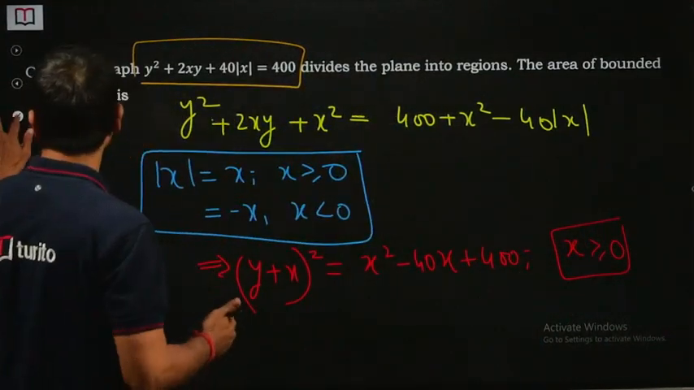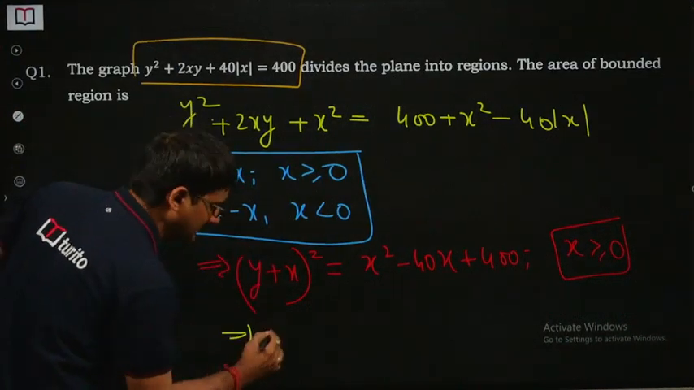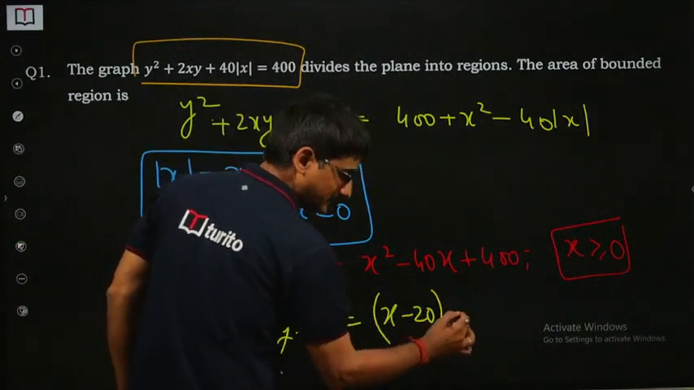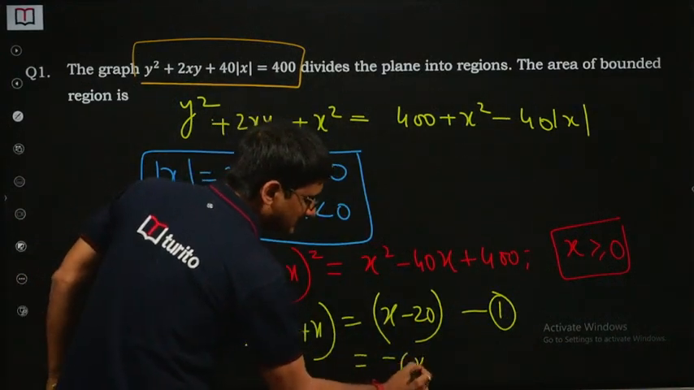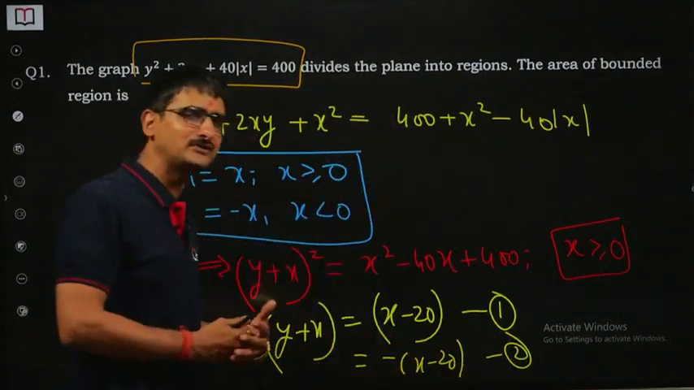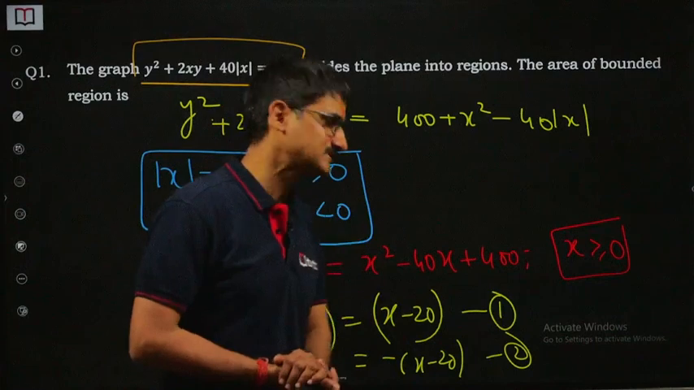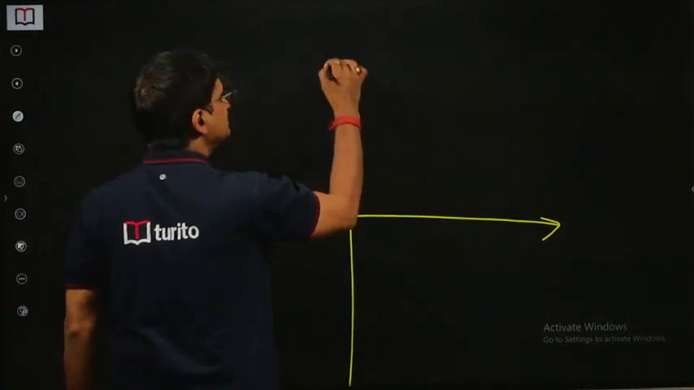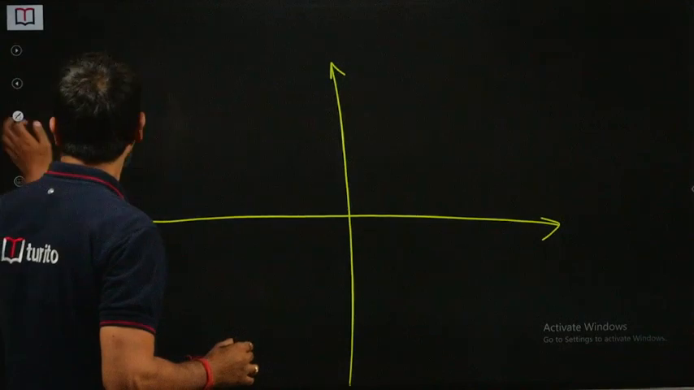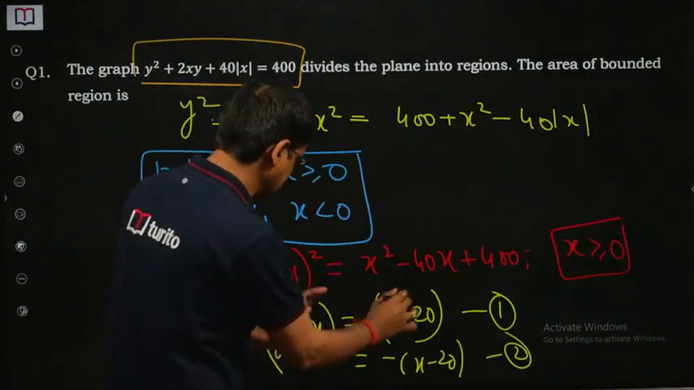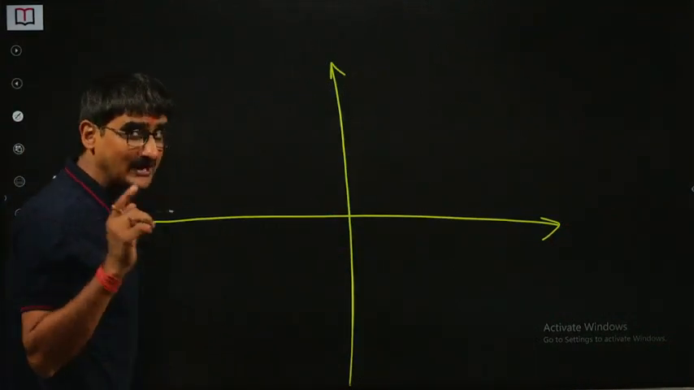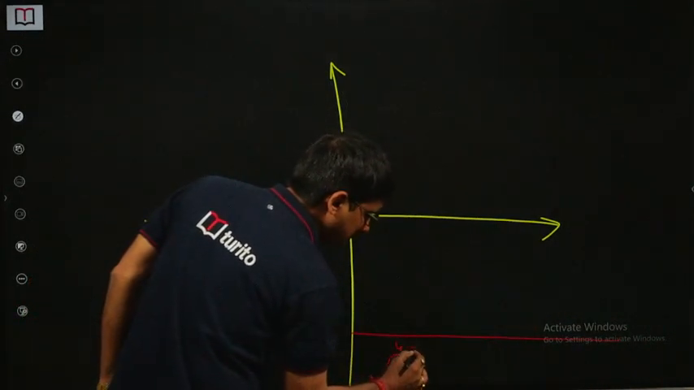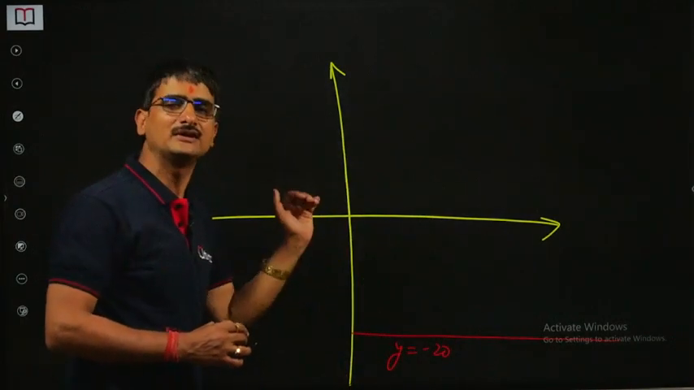Now let's see what this represents. We get y plus x as either x minus 20, that's one case, or minus times x minus 20, that's the second case, because on both sides you have a perfect square. When you remove the square, we put a plus minus sign. So let's try to plot it. The first one is y plus x equal to x minus 20, so x gets cancelled, y is equal to minus 20, and remember x is positive. So that's the line y is equal to minus 20 on the positive side of x, on the right side of the y-axis.